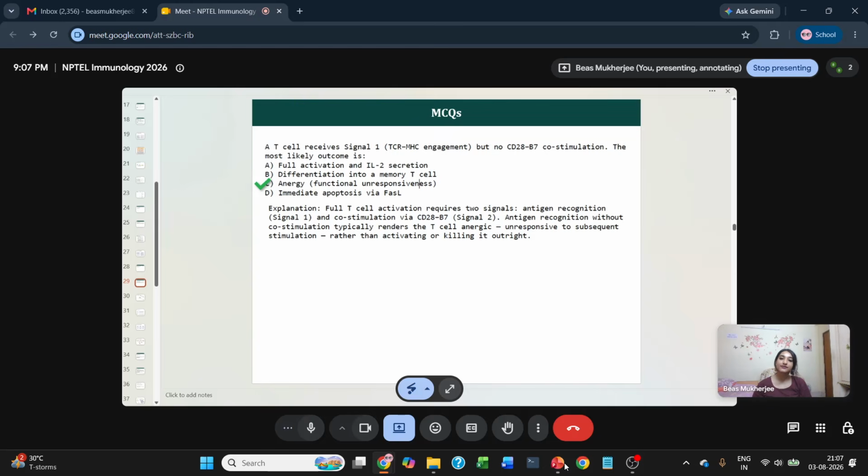Full T cell activation requires 2 signals. One is antigen recognition, that is signal 1, and the second one is co-stimulation via CD28-B7, that is signal 2. Antigen recognition without co-stimulation typically renders the T cell anergic, unresponsive to subsequent stimulation, rather than activating or killing it outright.